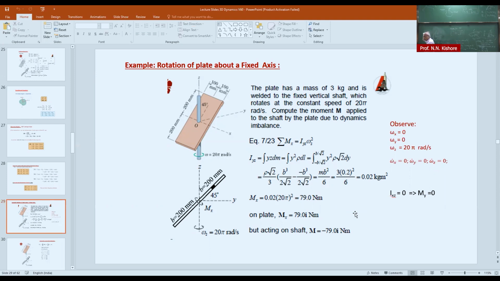Will it exert a moment? Let's imagine that there's one bearing A at a height of h, and another bearing B at a height of h below. So what kind of forces, or moments, will it create on the two bearings? Will it create a moment, or will it create forces? These are two equal and opposite forces.